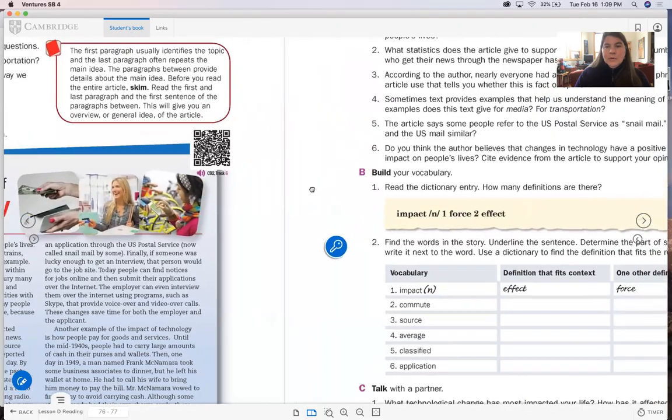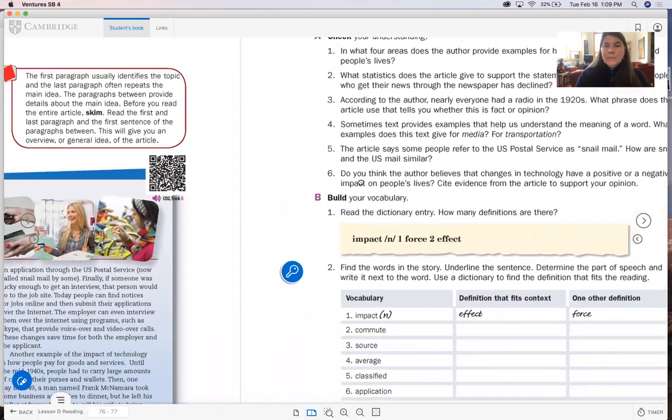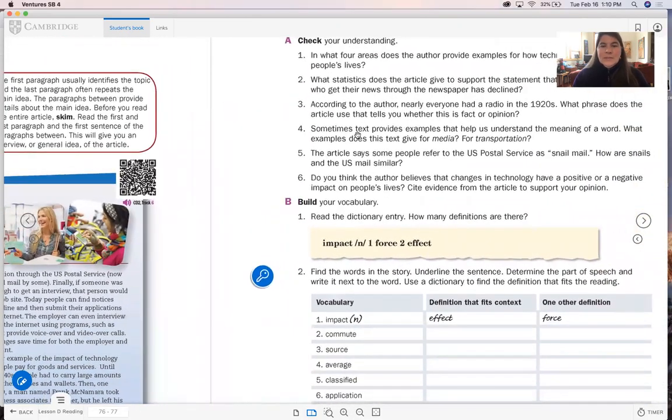All right, number 4. Here we go. Sometimes text, meaning the words you read, provides examples that help us understand the meaning of a word. This is important for you to know. If you are reading something and you find a word and you say, I don't know that word, many times in English, we will give you the definition or a synonym right after it. Okay, so I'm going to give you a few examples.